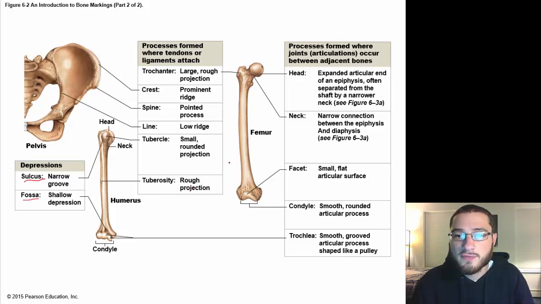You have different parts of specifically long bones. You have a head, you have a neck, and you have a fossa, which is a flat area where it's going to articulate, or move along, with another bone. A condyle is a smooth rounded area where that bone can move along the next bone.